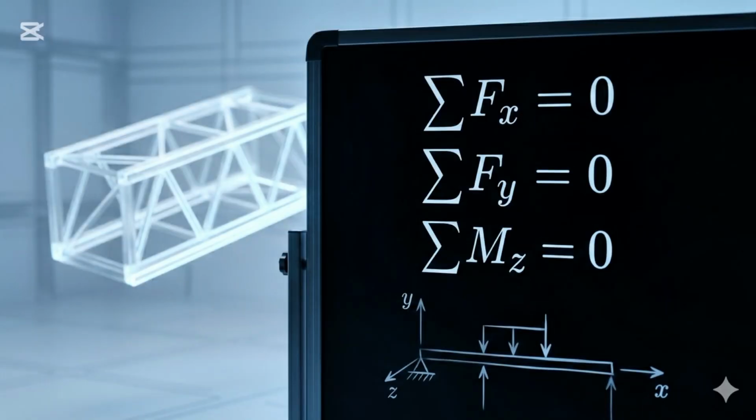In mathematical terms, the sum of forces in the horizontal direction must be zero, and the sum of forces in the vertical direction must also be zero. Additionally, the sum of moments about any chosen point must be zero. These equations form the foundation for solving equilibrium problems in engineering.